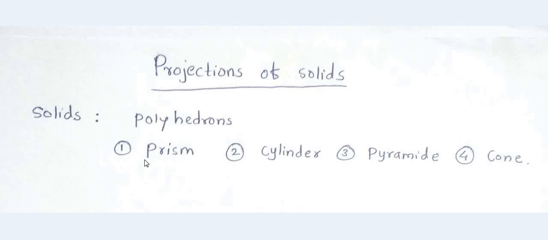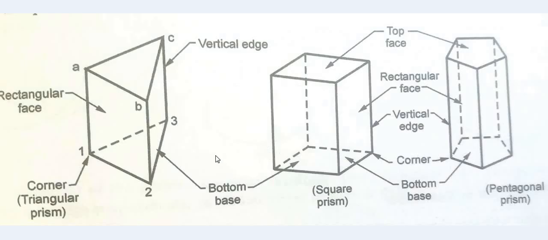But before going for projections of prism directly, it would be worthwhile to see the basics of prism. What do we exactly mean by prism? How does it look like? And what are its basic parameters? So first we will study those basic things of prism, then we will go for our usual thing of projection. So these are few examples of prism.